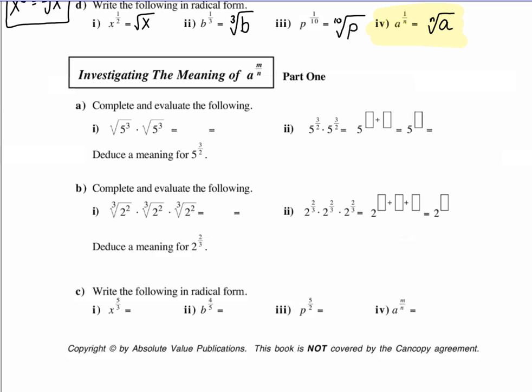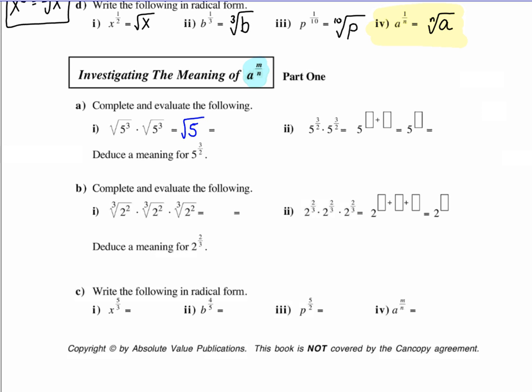Okay, so let's talk about a to the power of m over n. Oh, that's nice. I like that. It is like the ocean. So if you have root 5 cubed, the square root of 5 cubed times the square root of 5 cubed, that's the same thing as square root of 5 to the power of what? We do the same bases being multiplied. We add the exponents. 6.